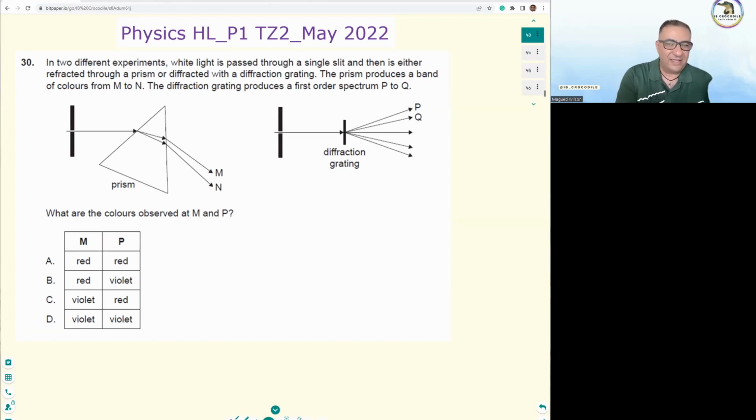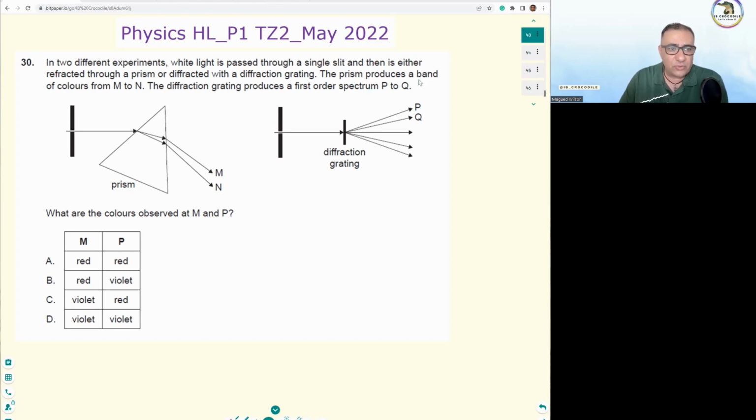Hi, let's have a look at this question here in paper 1, time zone 2, May 2022 for physics high level, number 30. It says in two different experiments, white light is passed through a single slit and then is either refracted through a prism or diffracted with a diffraction grating.